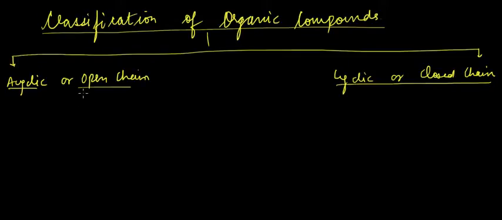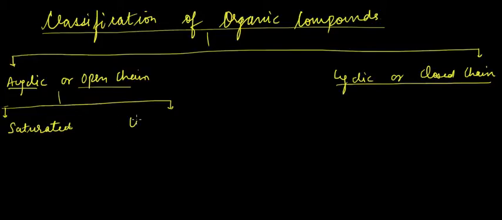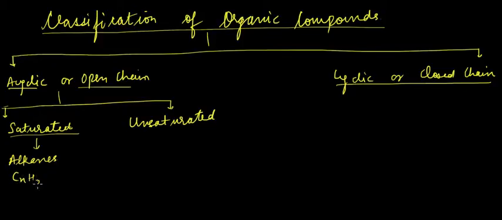So acyclic or open chain can further be subclassified into two categories, namely saturated and another one being unsaturated. Okay. So in saturated we have alkanes. So for alkanes the general formula goes as CnH2n+2, where n varies from 1 and so on.